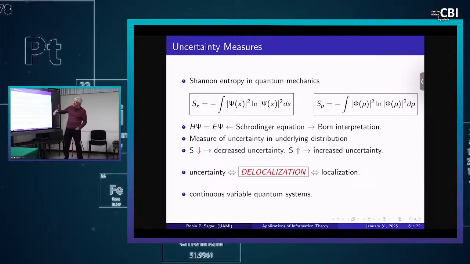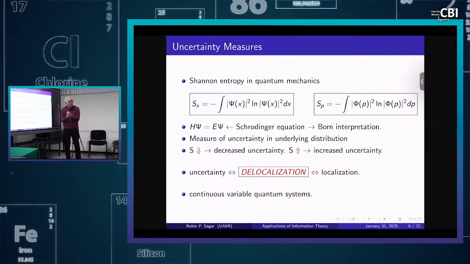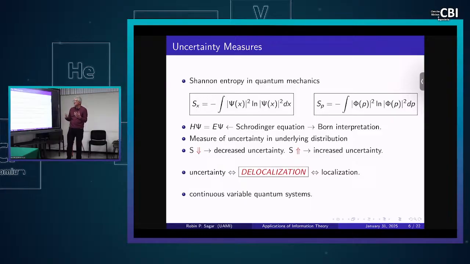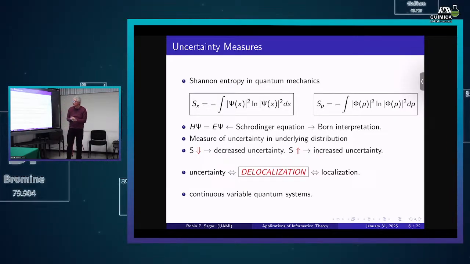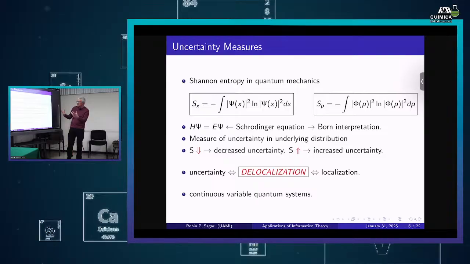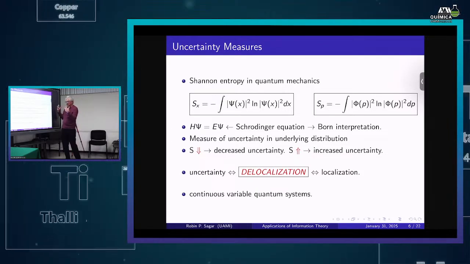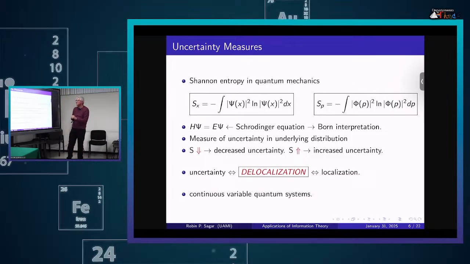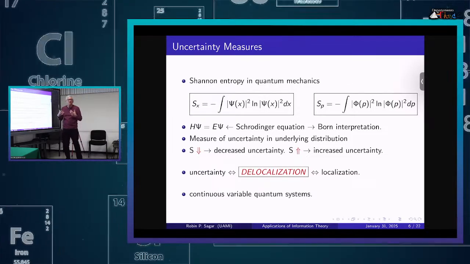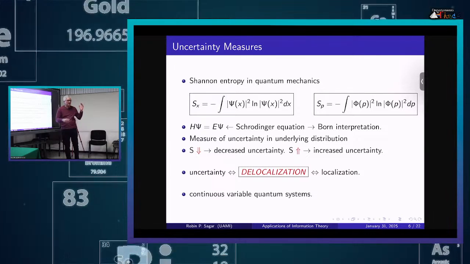Now, you have the Schrodinger equation. We have the wave function that we get from the Schrodinger equation, right? The Born interpretation is that it's a probability distribution. So now you apply the definitions of the Shannon entropies to these densities, and what you get is a measure of uncertainty. And we've seen this throughout the meeting.